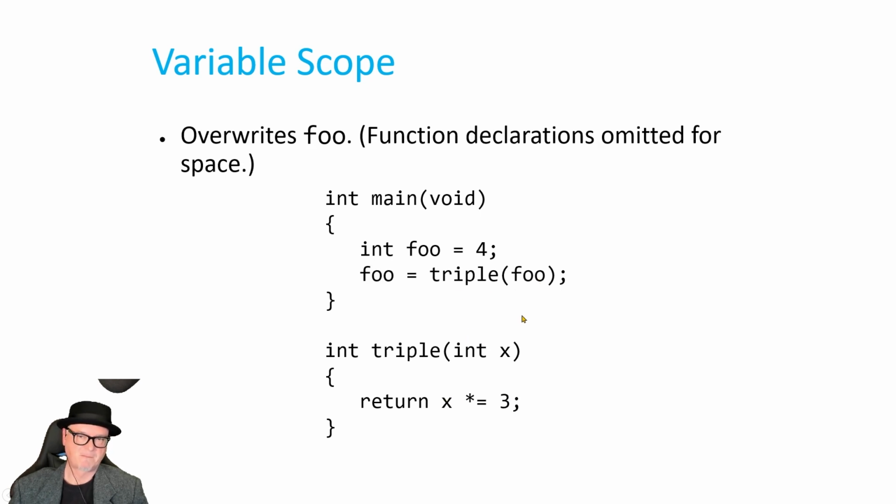Here, however, we've got a variable declaration for foo. We pass foo to triple. Triple returns a mathematical operation on it, and we put that value back into foo. So in this case, the local value of foo is indeed changed.